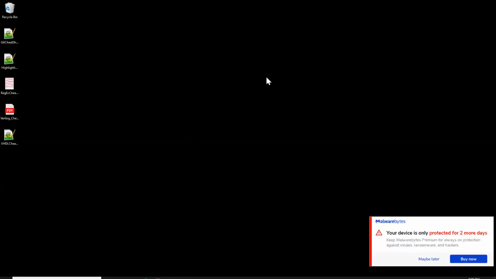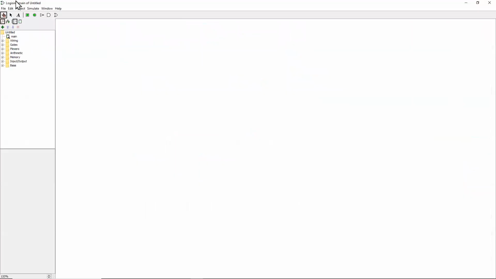So let me explain it. And the way I'm going to explain it is by simulating it. This program is called Logisim. I would recommend downloading it if you don't have it. You can simulate your gates in here. So let me grab two latches.